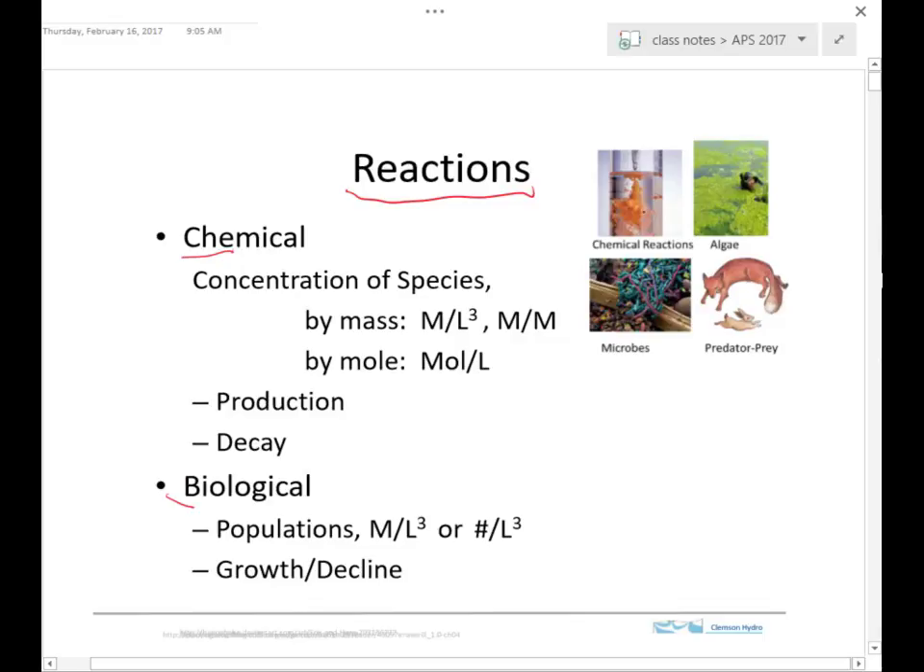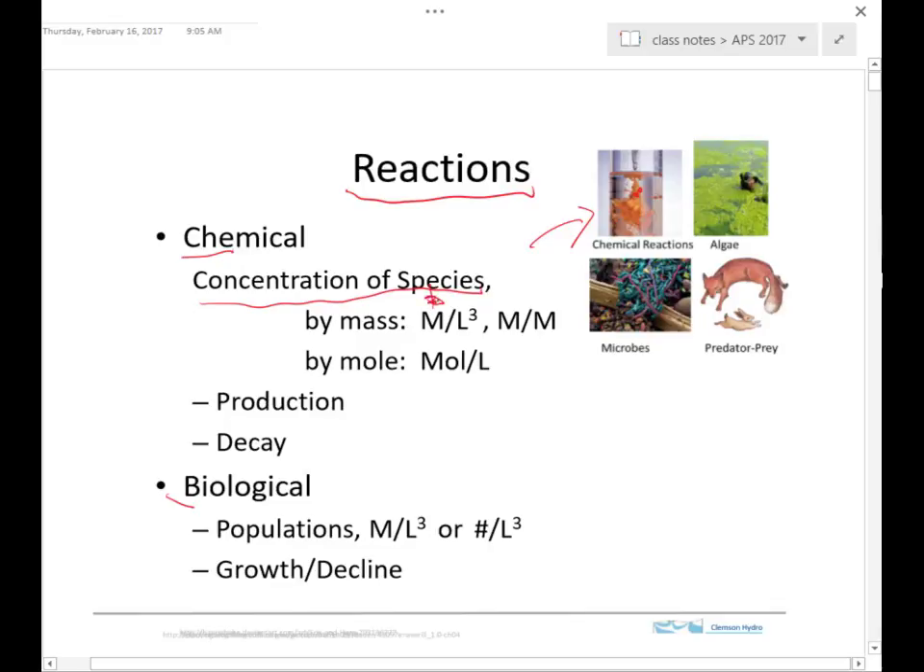Here's a little shot of a chemical reaction. So we've got something going on and producing that brown stuff there. One of the things we'll need to be able to characterize for all of these reactions is just kind of the basic units. So for chemical reactions, what we're interested in is the concentration of some chemical species. And there are a couple of ways of doing that.